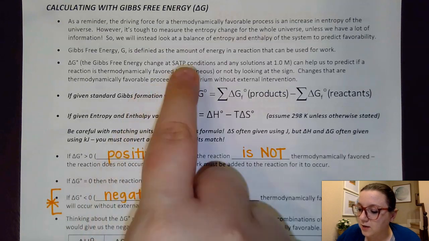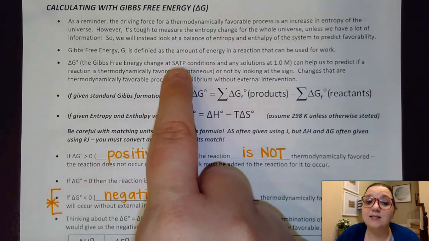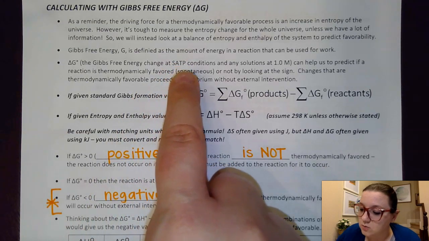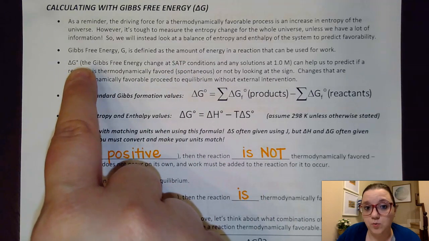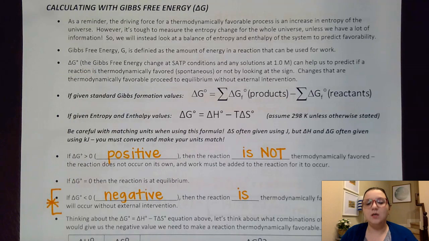Now, we're going to be calculating that change at SATP conditions. So you notice back here, our delta G has that little degree symbol with it to indicate that we're working with 298 Kelvin and 1 atmosphere of pressure. And so what we're going to do is calculate that change, and based on the sign that we see, we'll know if our overall process was thermodynamically favorable or not.